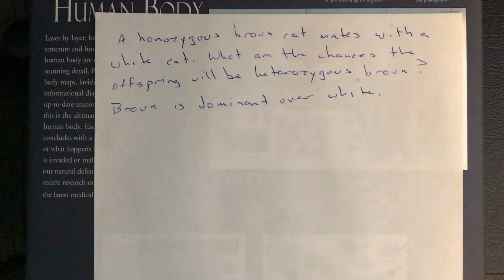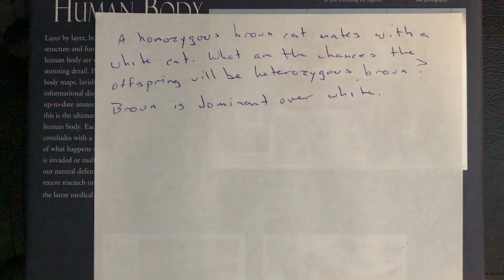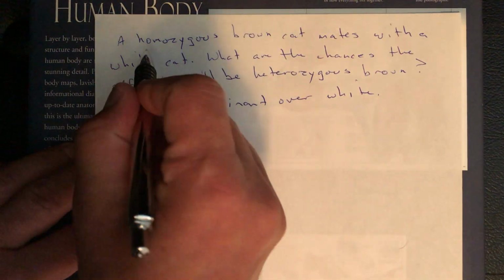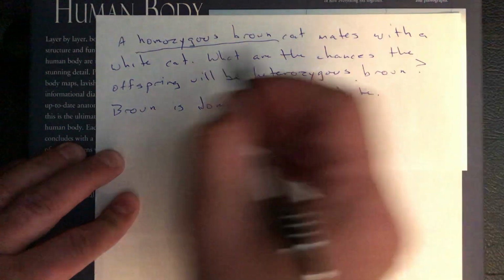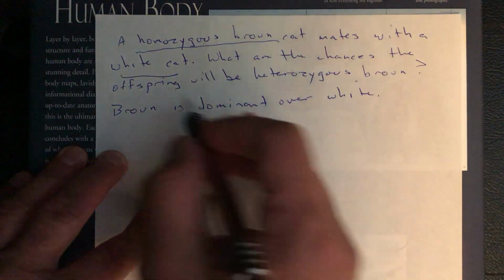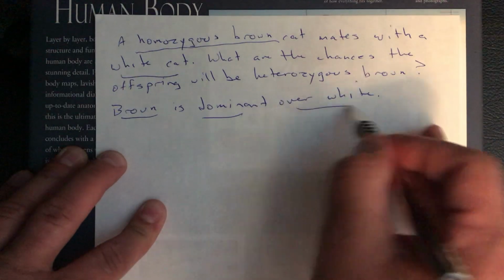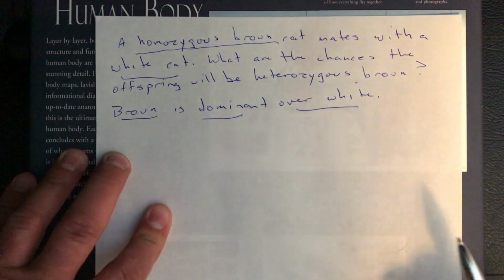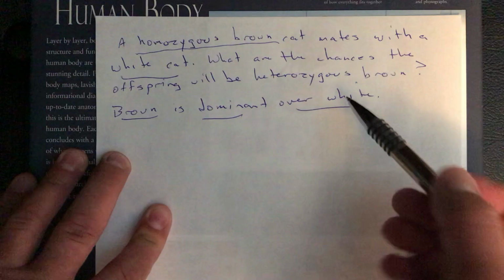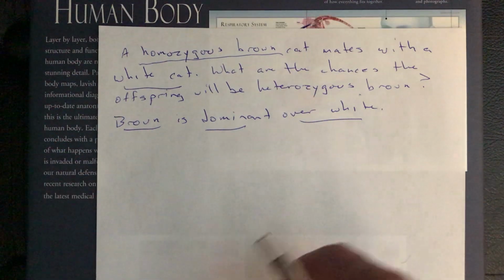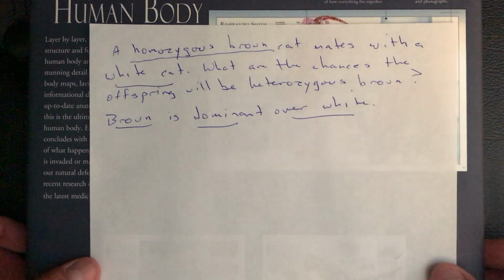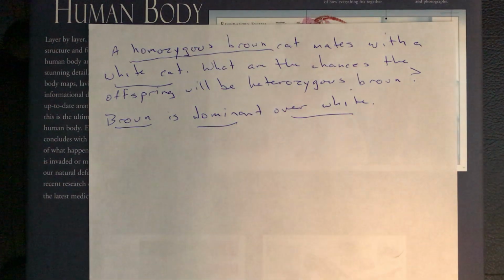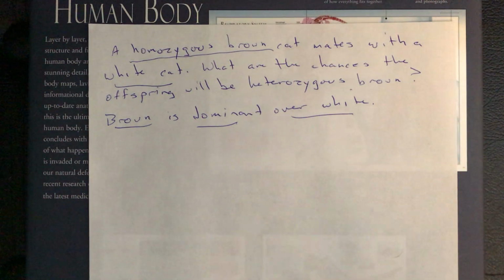Whenever you're reading these, you always want to make sure that you look at what's going on and you get the important pieces. So for me, I know I've got a homozygous brown cat and it's mating with a white cat. I know that brown is dominant over white. And then the question I have to answer is what are the chances that I get a heterozygous brown cat. Since these are Punnett squares, we're eventually going to be calculating some statistics and probabilities. That's why it's asking what are the chances. So step one, always, always, always read the problem carefully.